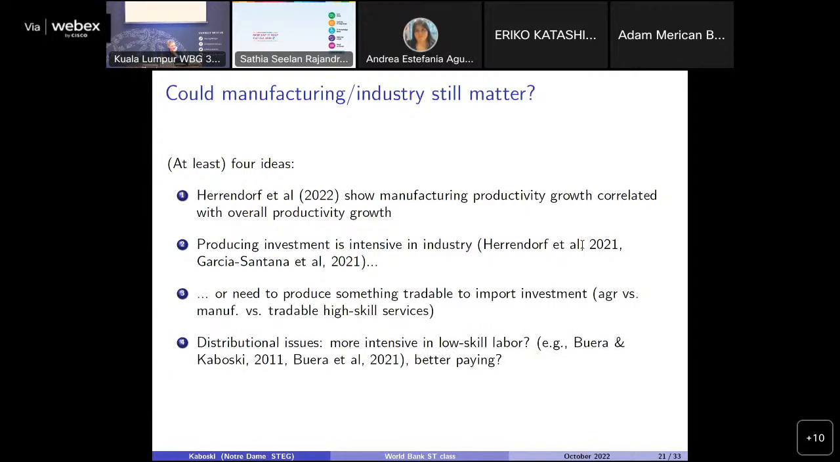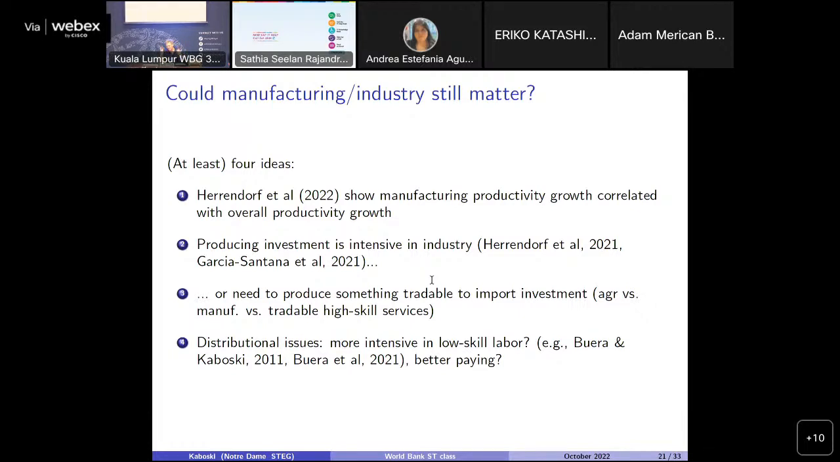A couple others. You don't have to produce investment yourself. You do it for construction. That's why I said construction has to be, because construction is largely non-tradable. But you either have to produce manufacturing to go into your investment, or you need to produce something tradable that you can export in order to import investment. But we already mentioned that poor countries are particularly bad at producing agriculture. They don't want to export agriculture. They import their investment goods. So you could think that the lack of a well-developed industrial sector hampers investment.